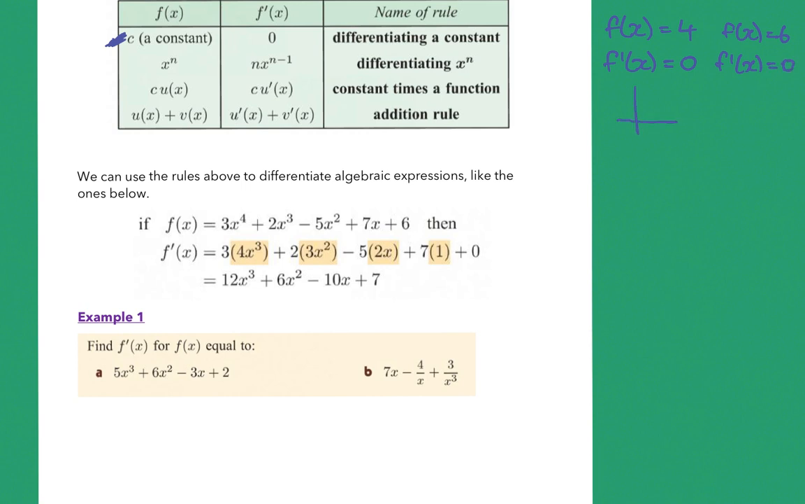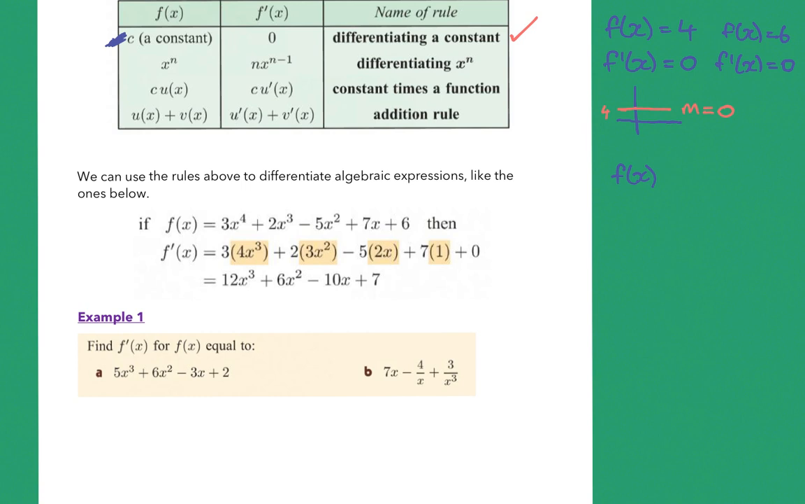The reason is that if we have a line y equals 4, it's a straight line. It's a horizontal line and the gradient equals 0. So for any constant, when we differentiate, we get 0. The first derivative is 0.